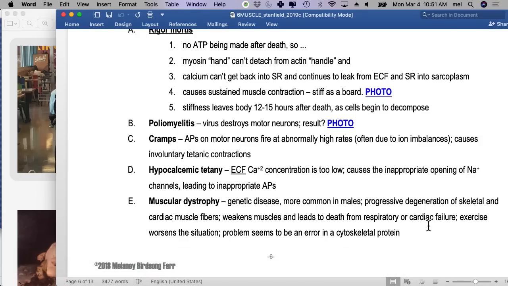So that's polio. Cramps. What is a cramp physiologically? It's something specific. Cramps are action potentials on motor neurons that fire at abnormally high rates, usually because of ion imbalances, usually the ones that you would predict, either sodium, potassium, or calcium, or a combination of them. So if you are having abnormal amounts in or abnormal amounts out, right? Diarrhea, diuretics, throwing up, you can have cramps associated with it. Hormone imbalances can also cause cramps, right?